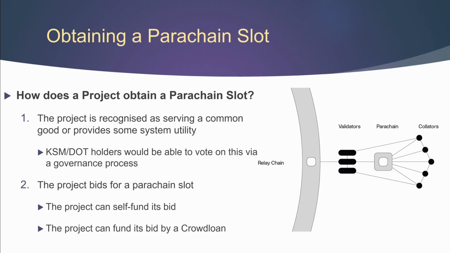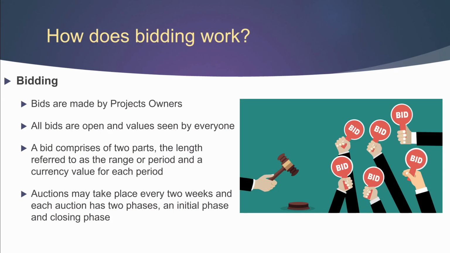So, how does a project obtain a Parachain slot? Well, it can do so in 2 ways. 1, if the project is recognized as serving a common good or provides some system utility. In this case, currency holders would be able to vote on this via the governance process. And 2, the project bids for a Parachain slot. Under these circumstances, the project can self-fund its bid, or it can reach out to the community via crowd loan.